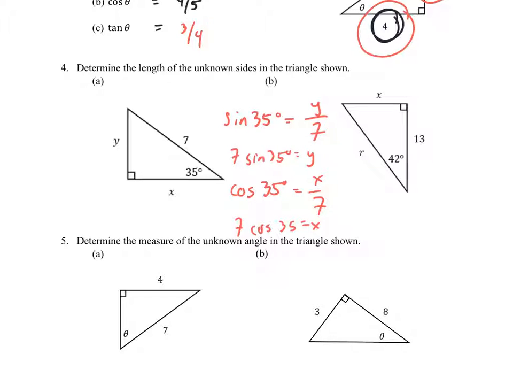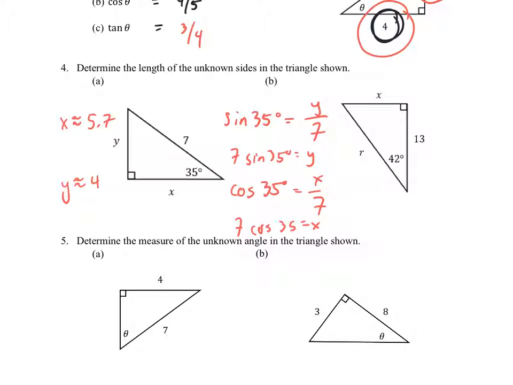X is 5.7 approximately. X is around 5.7. And y is around 4. Was it 4? 4.1? What was it? 4.02. So it's pretty much 4 for y. Okay, so x turned out to be, again, 5.7. And y turned out to be around 4. You know the difference, right? The symbol means around, approximately.